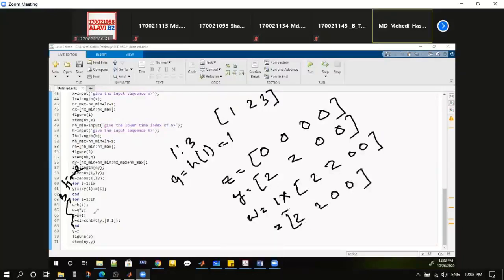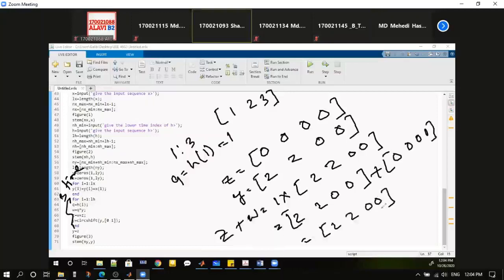So the next line is z will be w plus z. So what is the z? Present z is 0, 0, 0, 0. So this will become 2, 2, 0, 0. That means after this line, your z will be 2, 2, 0, 0.